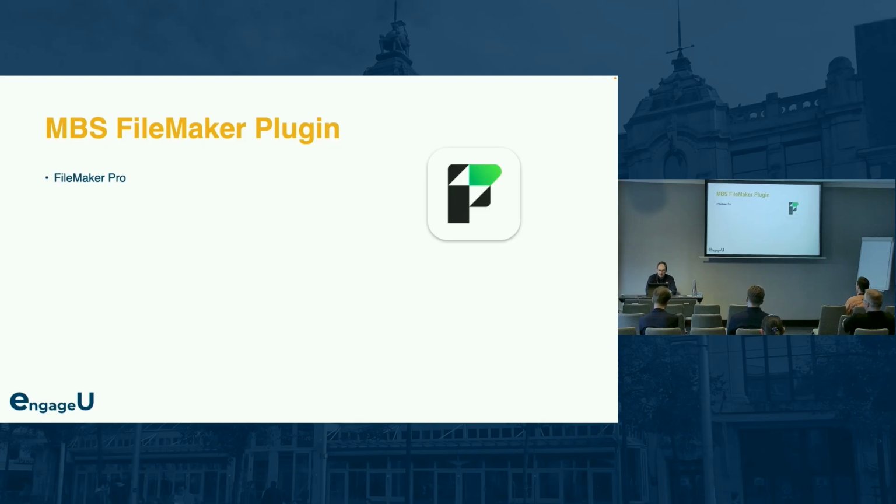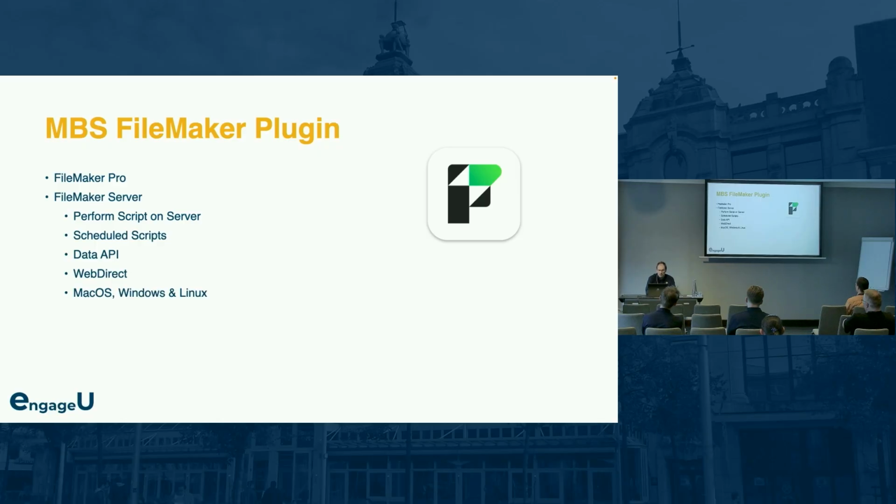Then you can use the plugin in FileMaker Pro on Mac and Windows, on FileMaker Server. And on server, you can use Perform Script on Server to use the plugin functions, for example, from FileMaker Go. You can use scheduled scripts. You can use the data API. You can use the plugin in Web Direct on the server. For macOS, Windows, and Linux, we support all the operation systems.